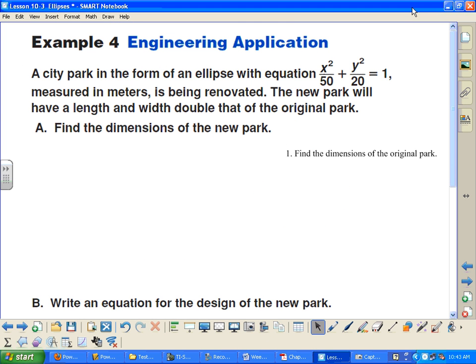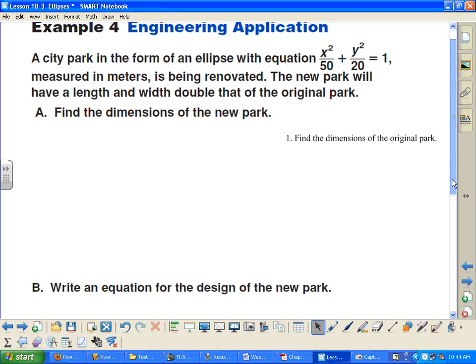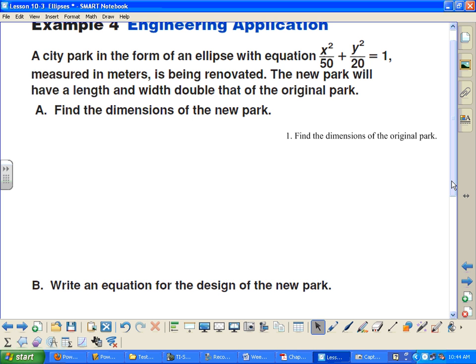All right, example 4, we have an application problem here. It says a city park in the form of an ellipse with an equation of x squared over 50 plus y squared over 20 equals 1, measured in meters, is being renovated. The new park will have a length and width double that of the original park. Find the dimensions of the new park. So first thing we want to find is the dimensions of the old park. And then we can determine what the dimensions are of the new one. So let's actually make a graph.